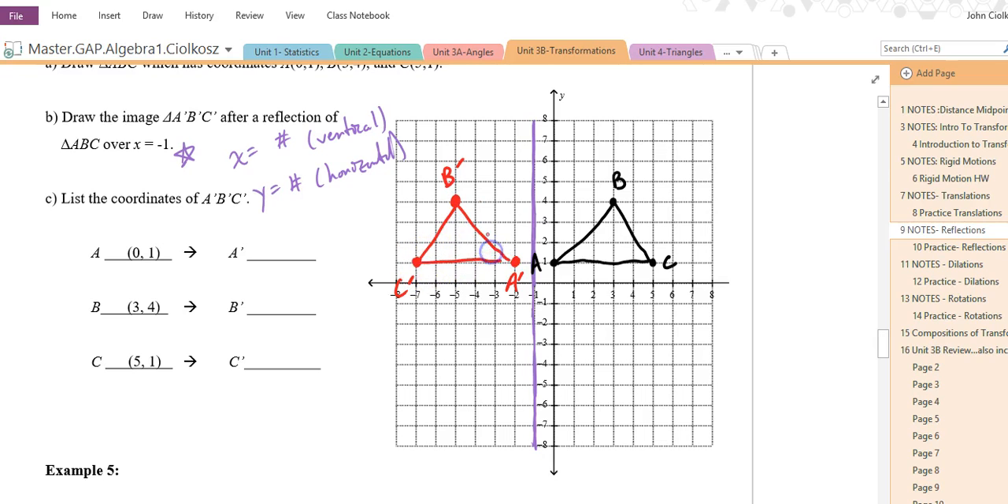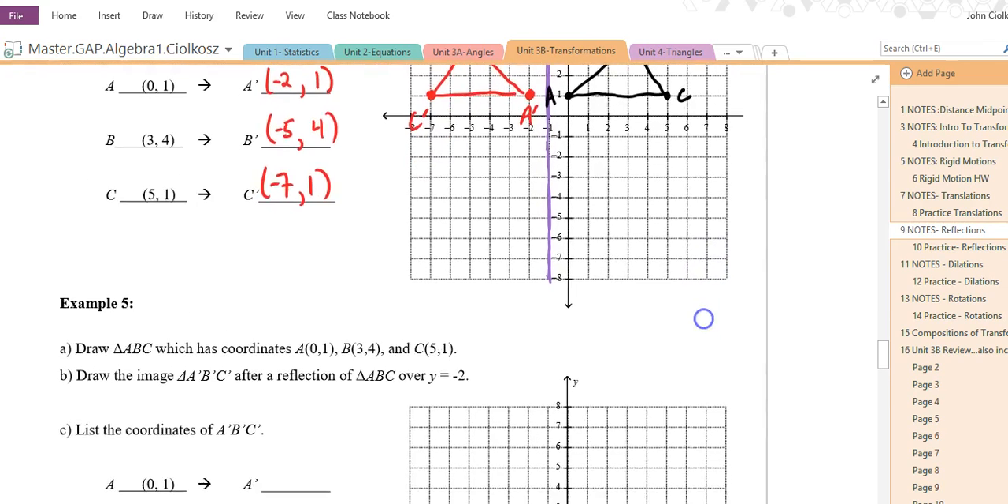So thinking about these points, A is at -2, +1. Here, B prime is at -5, +4. And C is at -7, +1. So you'll notice those general rules only work with the x and y axis. Otherwise, counting's our best bet.